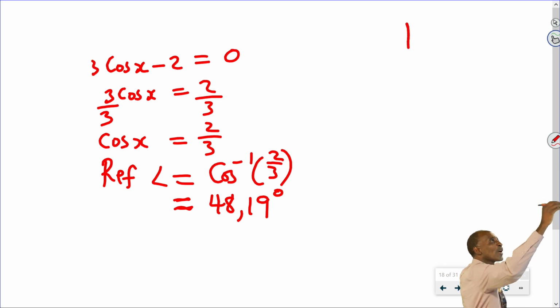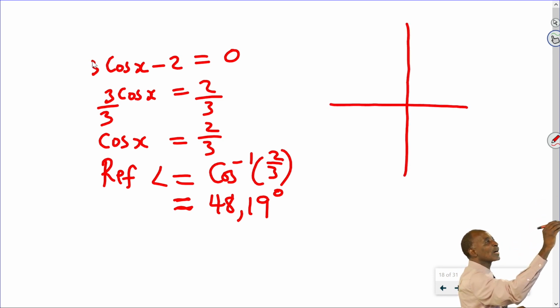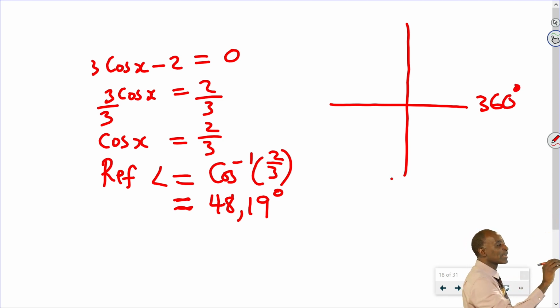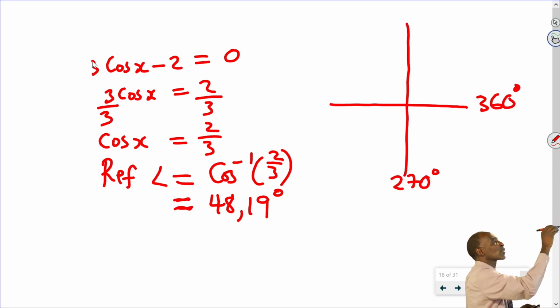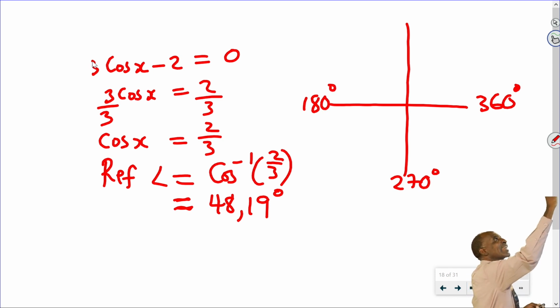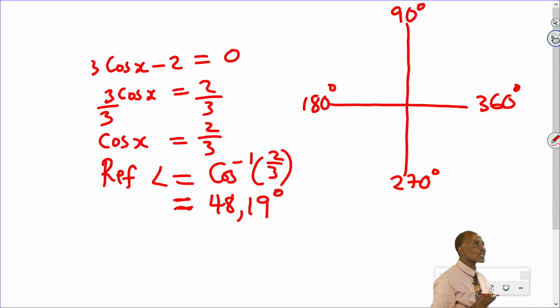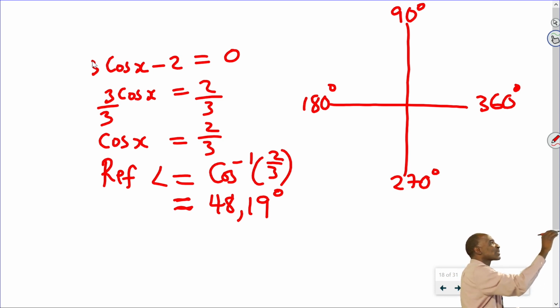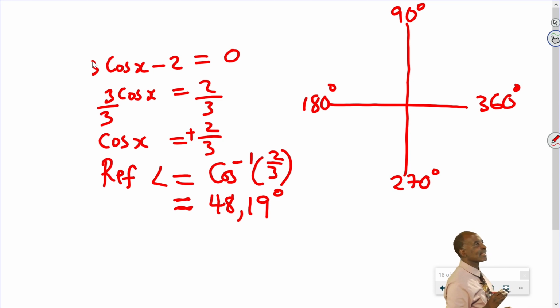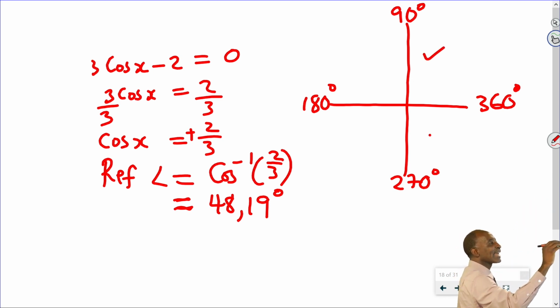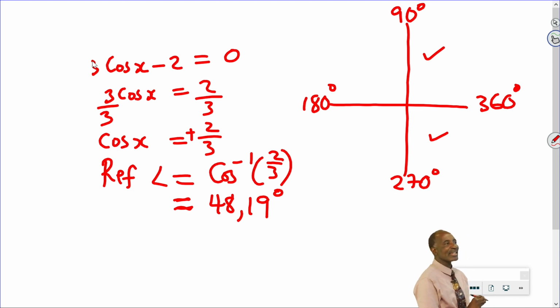Then you go to your CAST diagram. It will guide you. I prefer this. I've seen people skipping it, but it plays a vital role in you mastering and grasping the general solution. Then you ask yourself, where is cosine positive? Because this is positive 2/3. Positive 2/3 means the value of the cosine is a positive value. So cosine is positive in the first quadrant and fourth quadrant. That's where it's positive. And we have our reference angle.